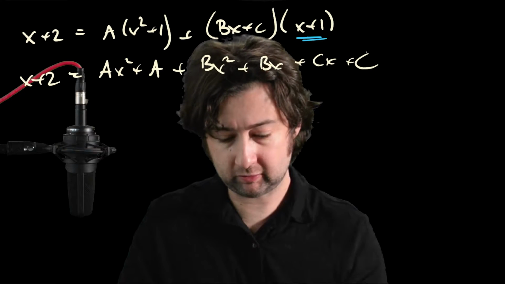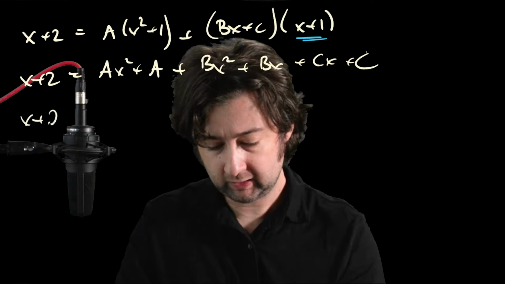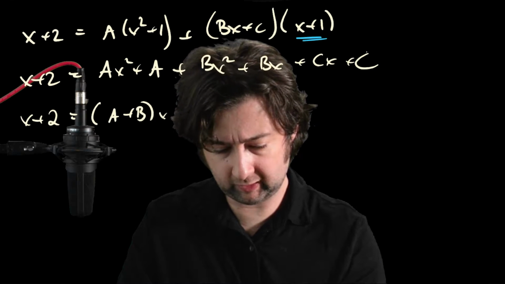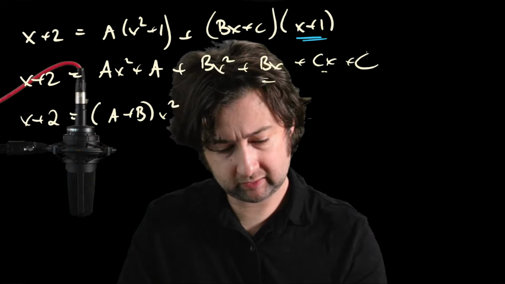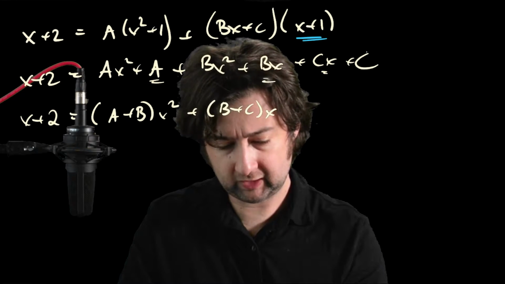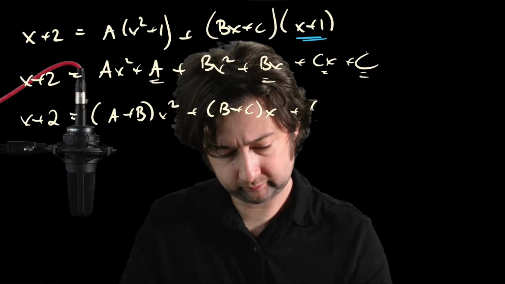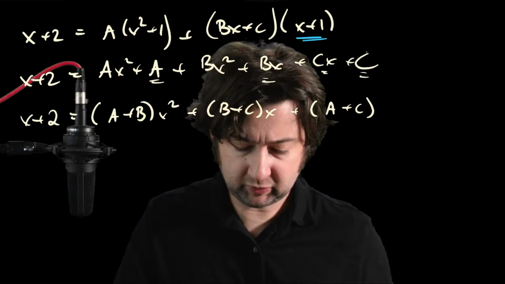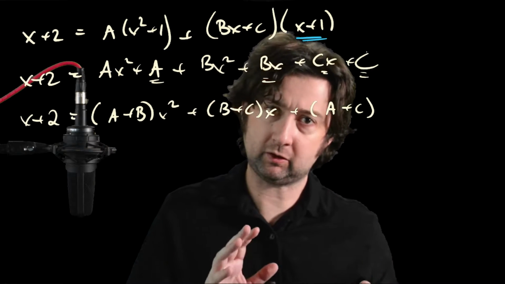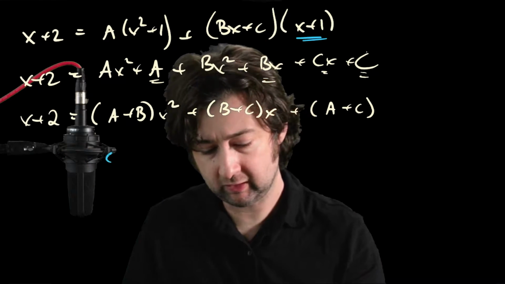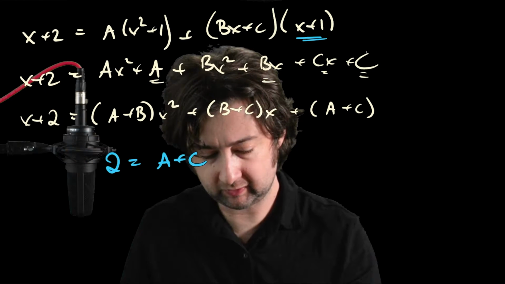Now I'm going to collect like terms so I can do my comparison. x plus 2 is equal to a plus b x squared. And then I have a bx and a cx. And I have an a and a c for my constant. So when I build my system of equations, I compare like terms to like terms. The constant on this side is 2. The constant on this side is a plus c. So 2 must be equal to a plus c.